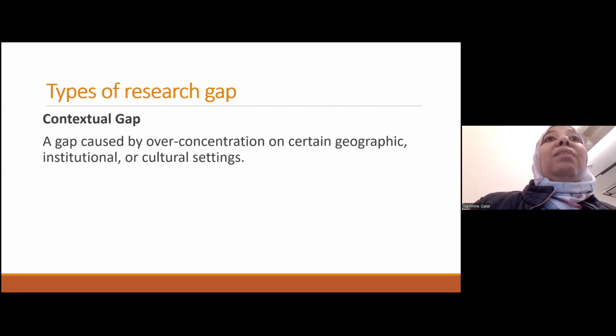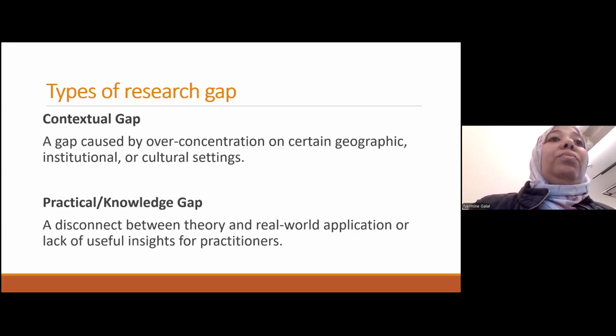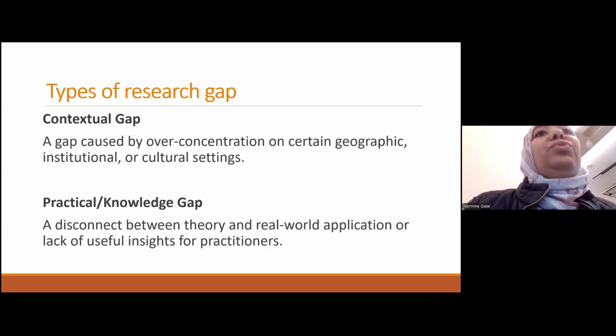to cultural variations. Another type of research gap is the practical knowledge gap. Sometimes we have theories. These theories are not working like they should with the actual practice. So it's the practitioners' insights that would better formulate a more comprehensive understanding of the theory. So you move between the theory and the real world to see how they complement and actually lend to one another. Okay.